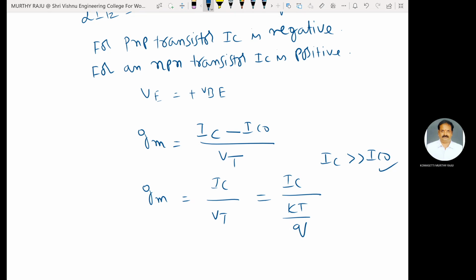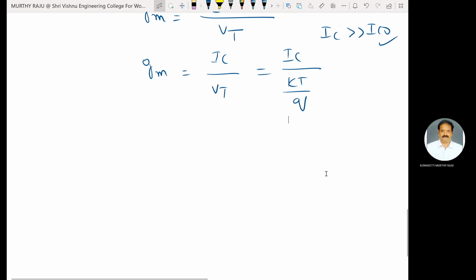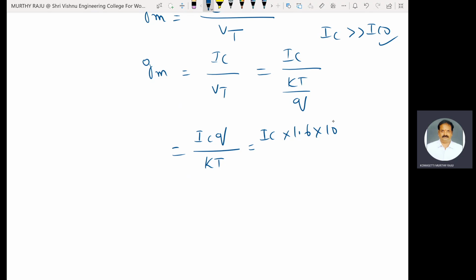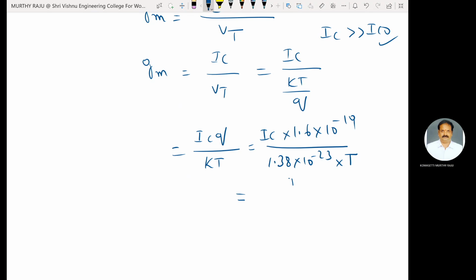We know that Q value, IC into Q by KT. Q is 1.6 into 10 power minus 19. K is the Boltzmann constant, 1.38 into 10 power minus 23, into T. That is equal to IC into 11,600 by T.